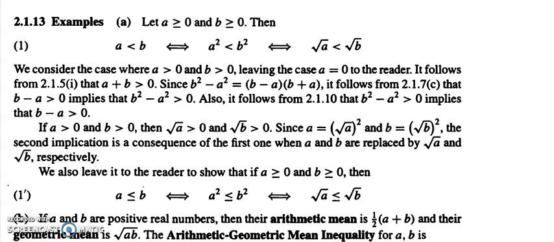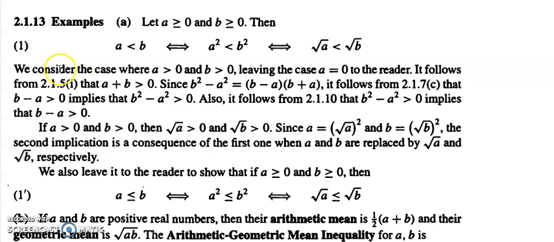Okay, so you see, A is greater than 0, the first one. So you have to prove that if A is less than B, then A square is less than B square, and the square root of A is less than or equal to B. So these three conditions are equivalent. Okay, this is what we have to prove. Here A and B are both greater than or equal to 0. Okay, let's go through this first one quickly.